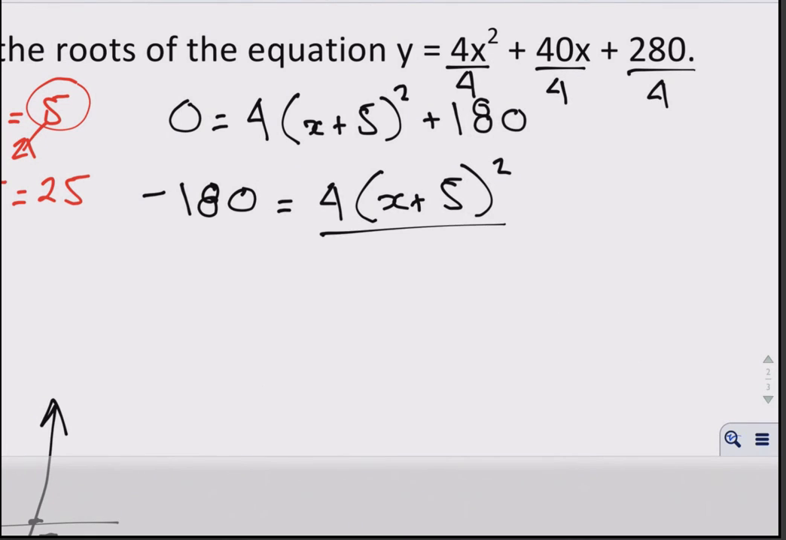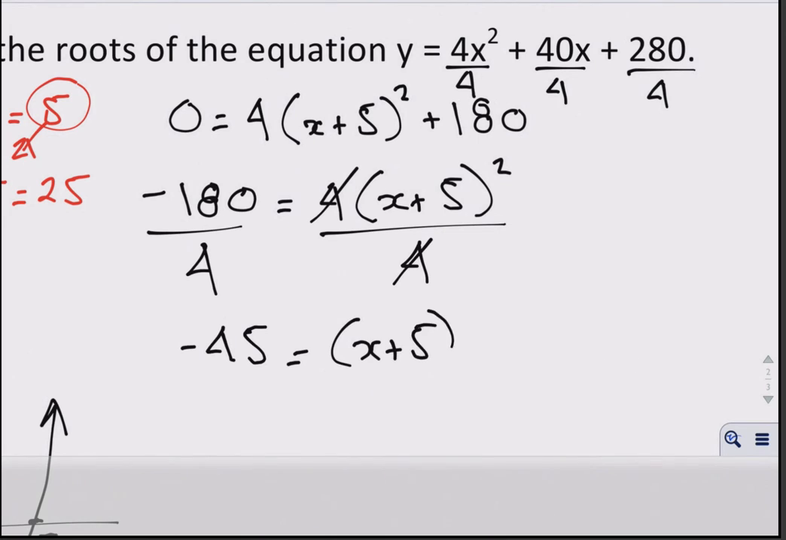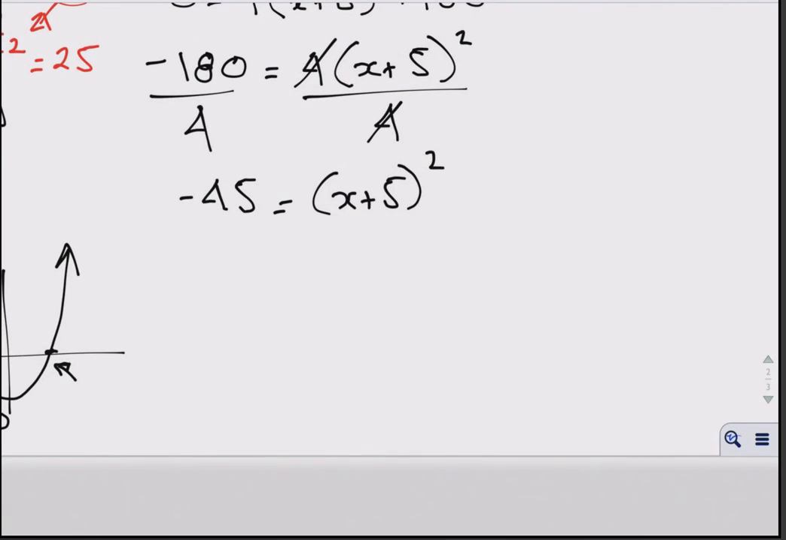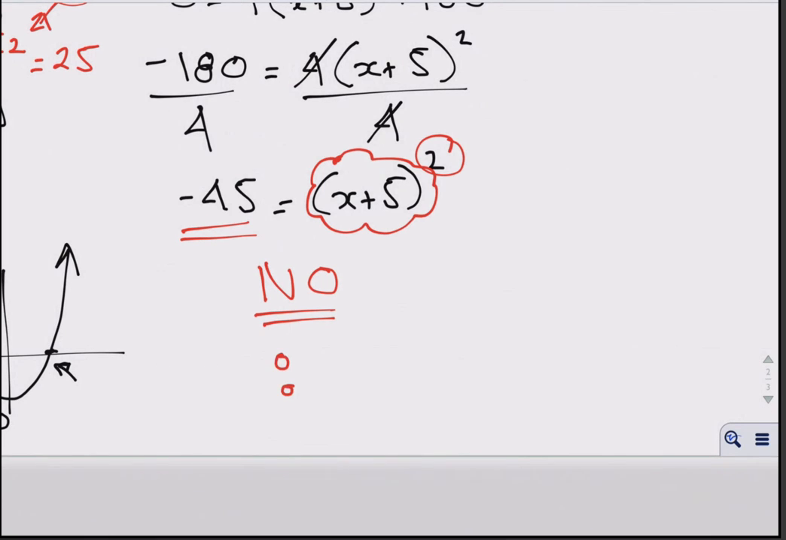I divide both sides by 4. Remember, I'm trying to isolate for x. And what am I left with? Negative 45 equals x plus 5 squared. At this point, you should stop, not go further. Why? Because is it possible to square a number and end up with a negative? Clearly, the answer is no. And what does that mean? Therefore, there are no roots.